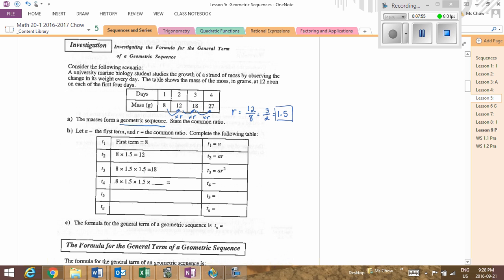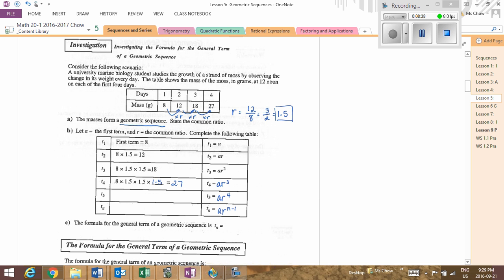8 times 1.5 times 1.5 is a times r, or a times r squared. And then term 4 is 8 times 1.5 times 1.5 times 1.5, which is, of course, 27, as they've shown us. And so term 4 would be ar cubed. When we continue, then term 5, of course, is ar to the 4th, and Tn? Well, how does our n value compare to that exponent? Well, the exponent is always 1 less than our n value. So we're looking at ar to the exponent of n minus 1.